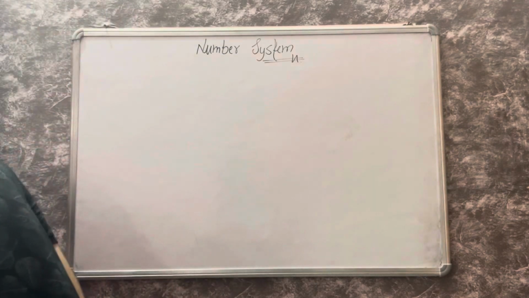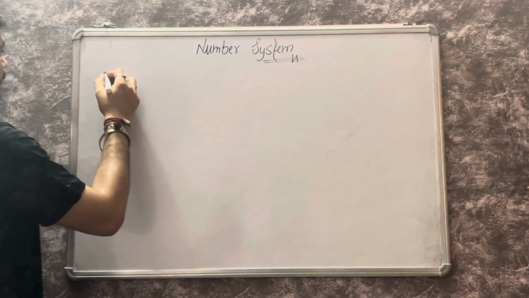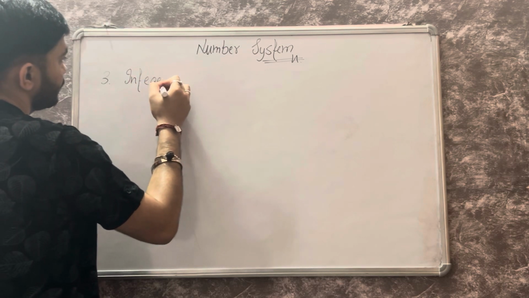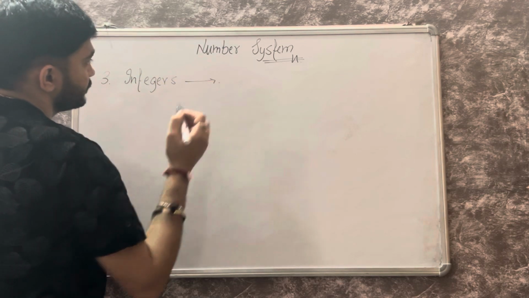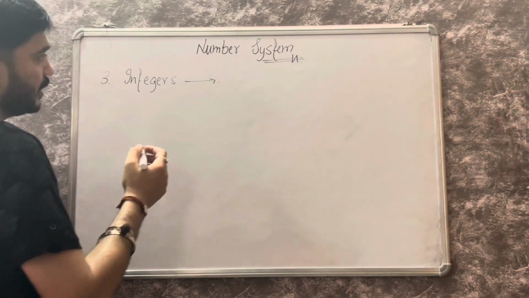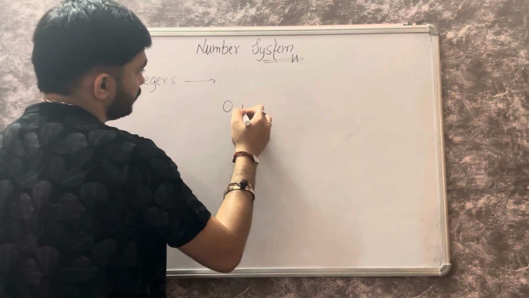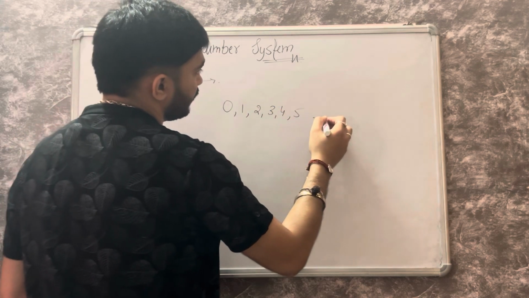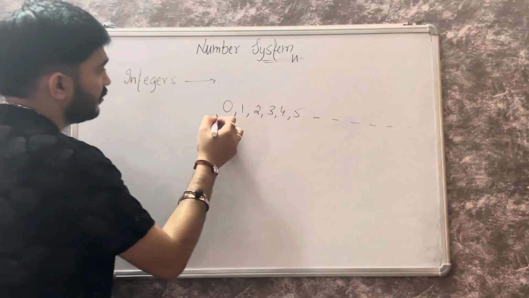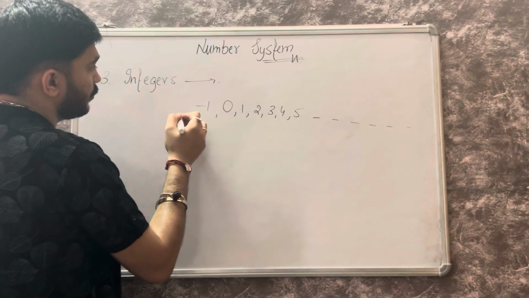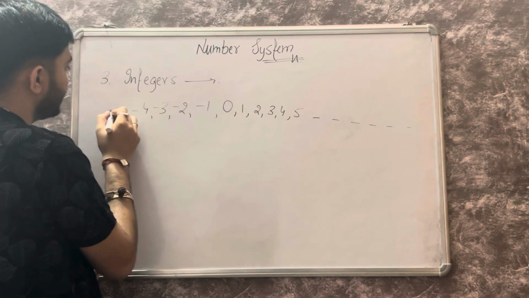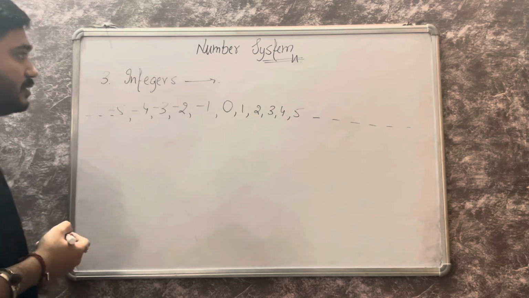Now moving forward, our third definition is integers. What are integers? As we know that the whole numbers are 0, 1, 2, 3, 4, 5 and so on. If we take the negative part of natural numbers as well, the collection of this is known as integers.